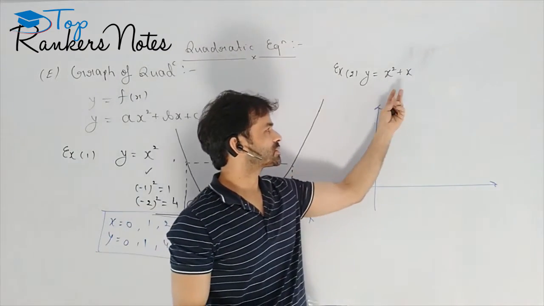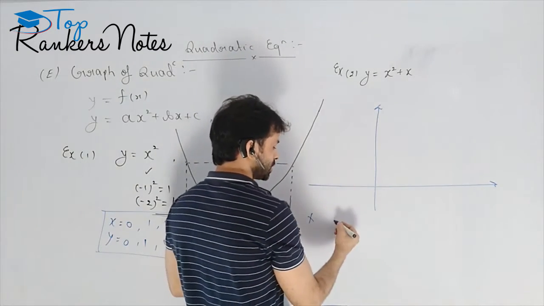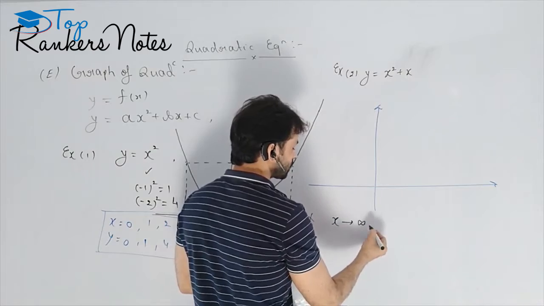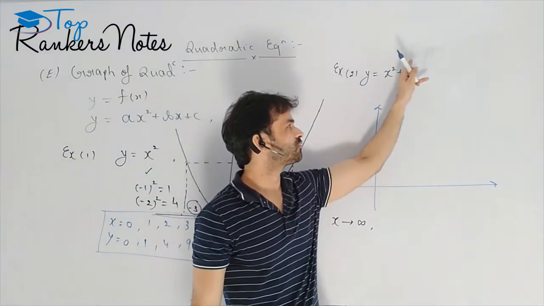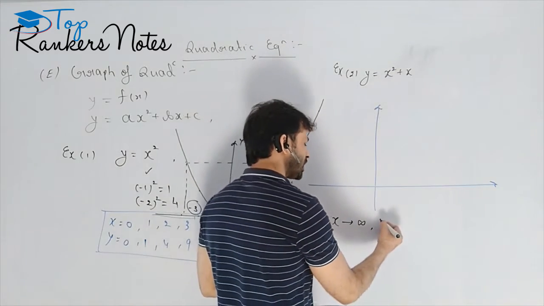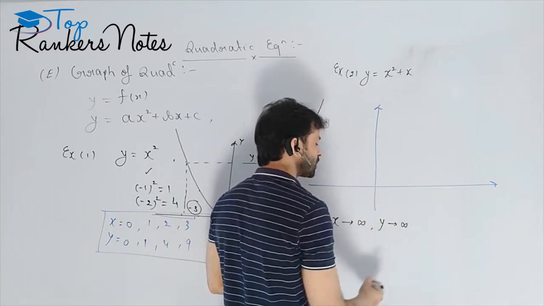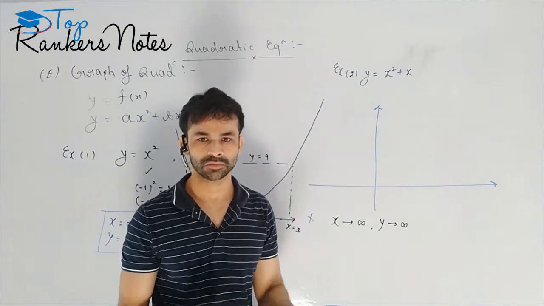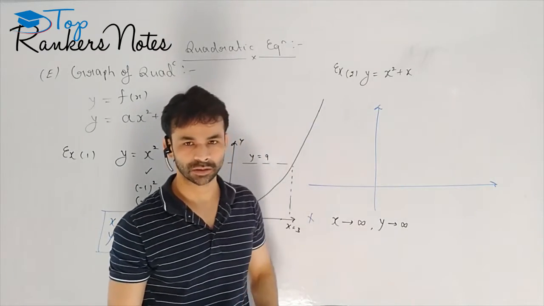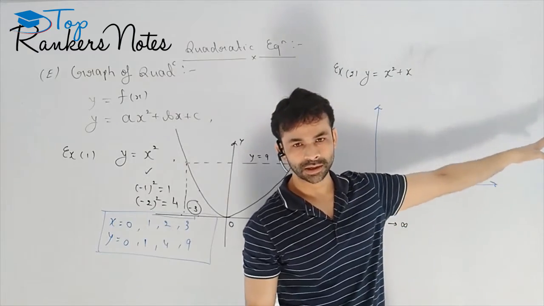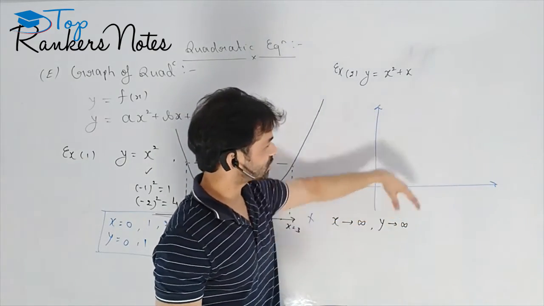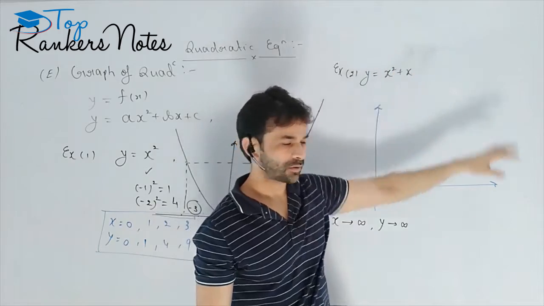First of all, you have to understand, as x will tend to infinity, this will tend to infinity, this will tend to infinity. So y will tend to infinity, very very large value. Simply means that very very large value. Okay, so x tends to infinity means that rightmost, and y will tend to infinity means upward. Okay, right?